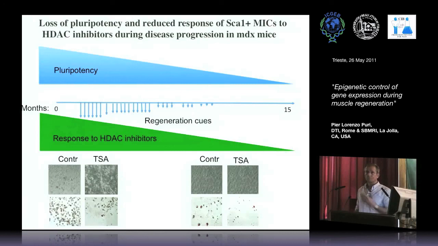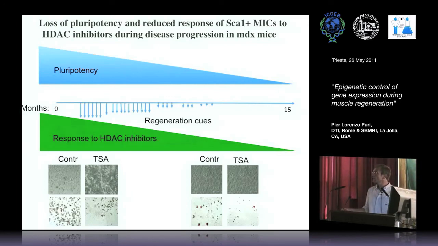So overall, by analyzing the muscle interstitial cells at different stages of disease progression in MDX mice, we noticed that these cells are highly plastic at the very beginning of the disease, consistent with a highly regenerative potential, and they form fibroadipocytes spontaneously. In this case, there are droplets of adipocytes, but when treated with trichostatin A or any other deacetylase inhibitors, these cells tend to reduce the adipogenesis in favor of the myogenesis.